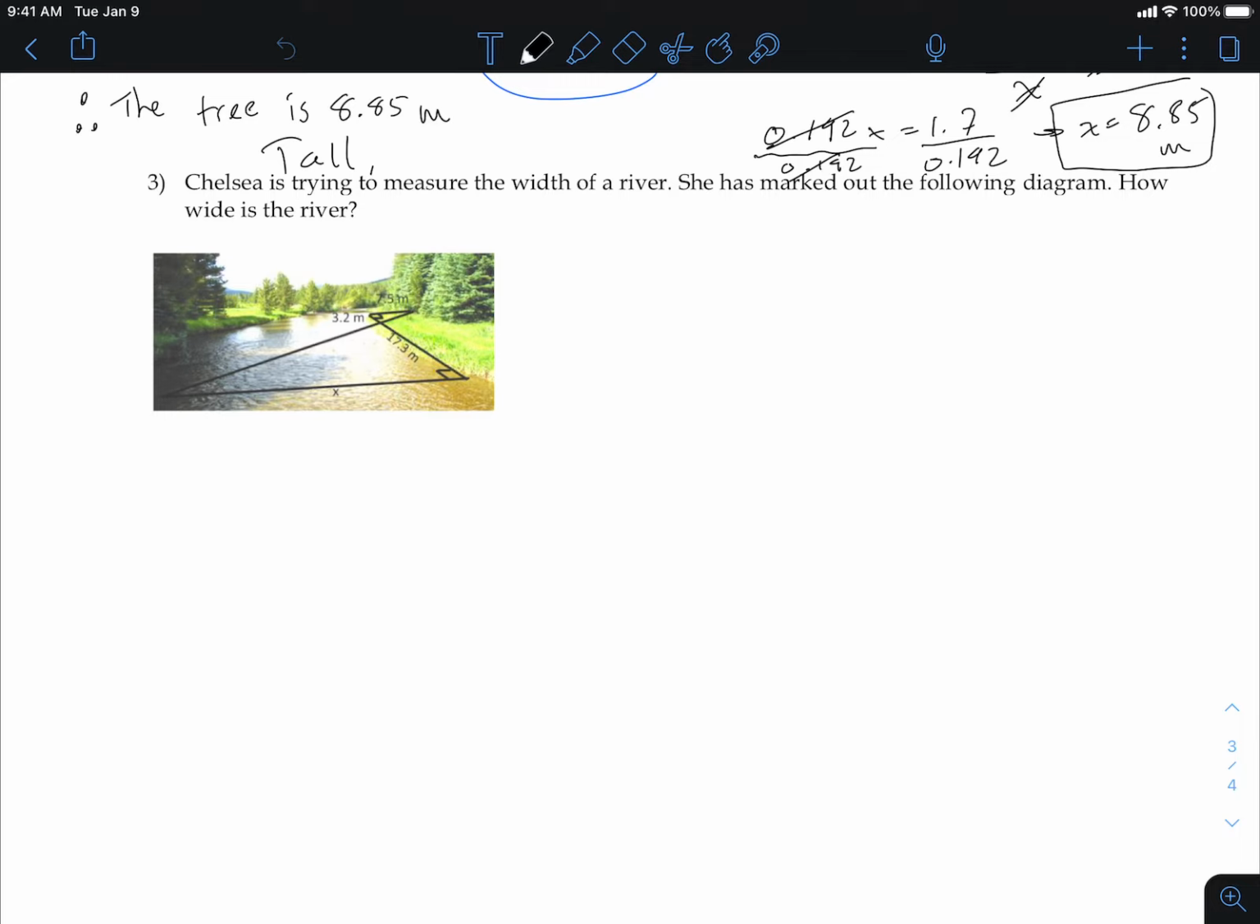In attempt to... Can't see your screen, sorry. Oh, sorry. That's good to know, I suppose. There we go. Okay. So anyway, there's your diagram.